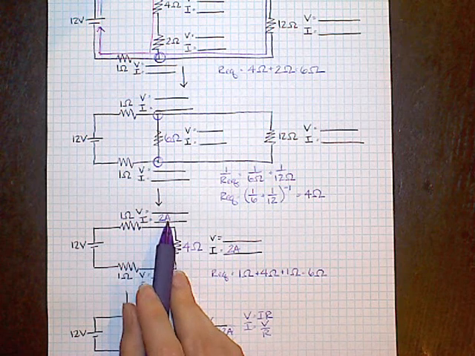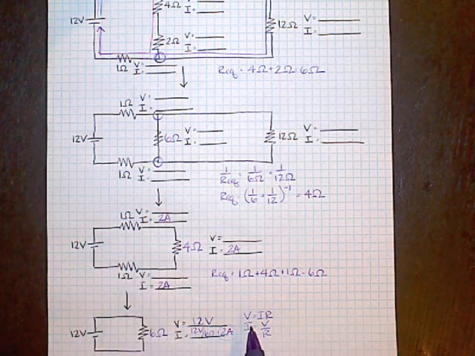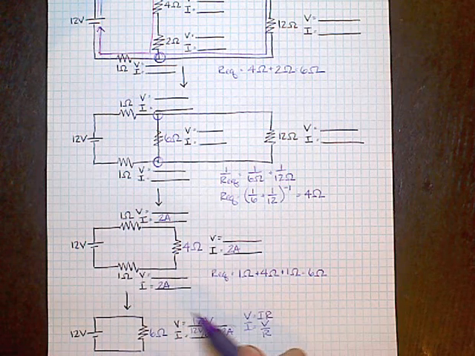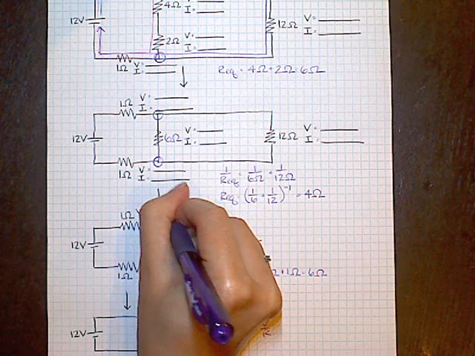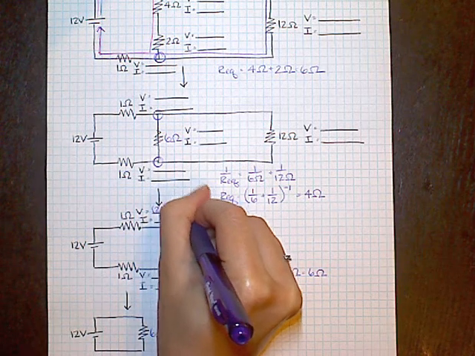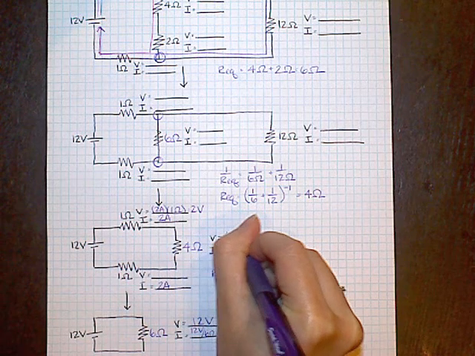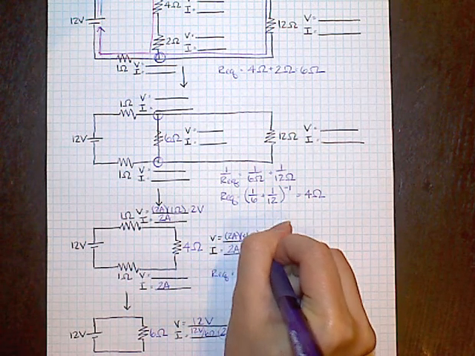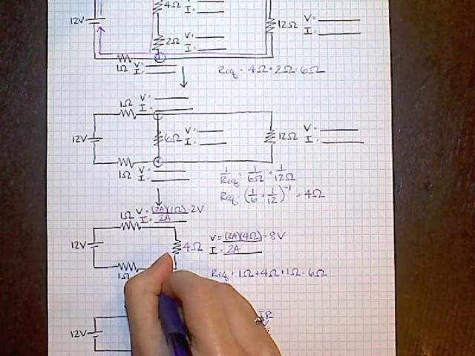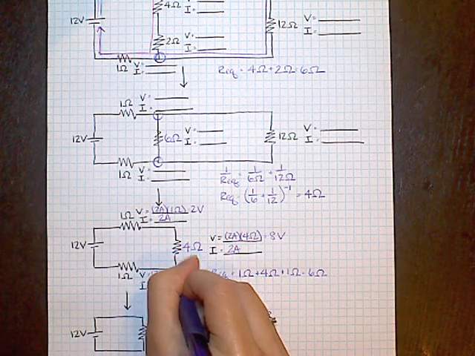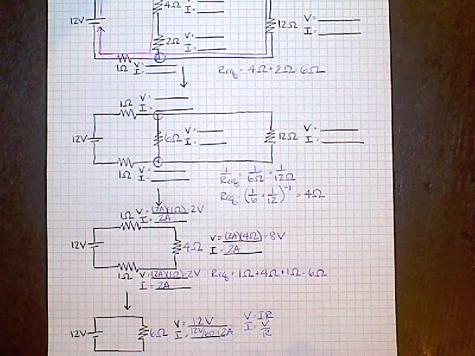And so now that I know the current and the resistance for each of these components, I can use Ohm's law again to calculate the voltage for each of these different components. So voltage here is going to be the current, 2 amps, times the resistance, 1 ohm. That's just going to be 2 volts. Here the current is 2 amps, resistance is 4 ohms, so that gives me 8 volts. And over here I've got 2 amps of current, 1 ohm of resistance. That gives me 2 volts right there.